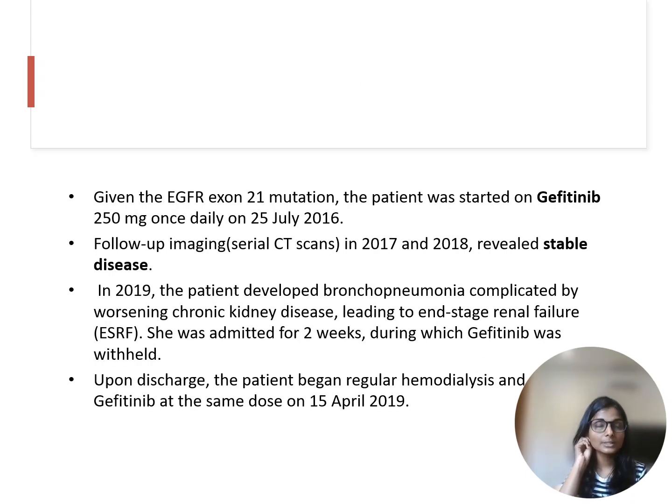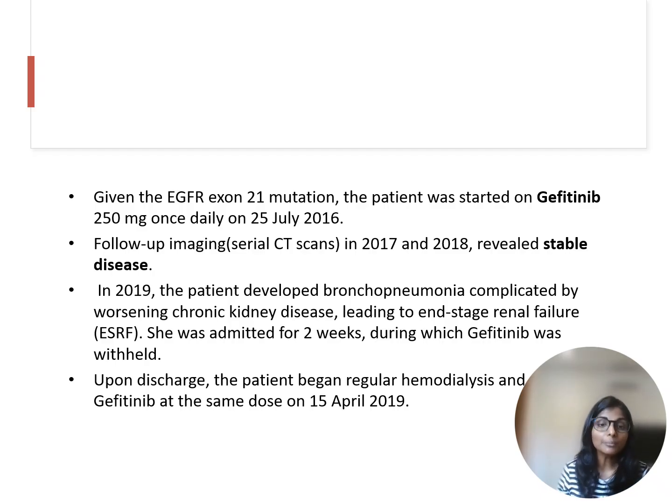Historically, this patient would have received systemic chemotherapy. However, with the advent of molecular medicine and bioinformatics, given that she had an EGFR exon 21 mutation, the patient was started on a tyrosine kinase inhibitor, or TKI. It was a first-generation TKI called gefitinib. This was started in July 2016.